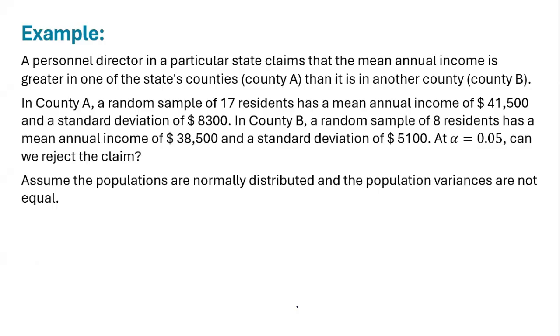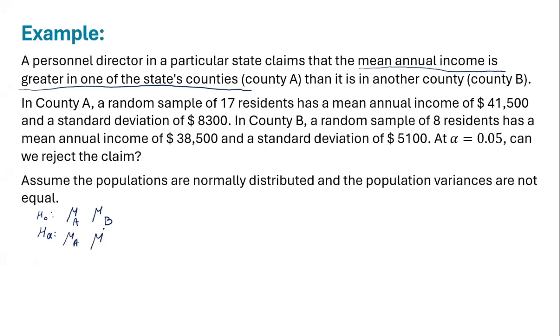Okay. And the last example in this video, it says, a personnel director in a particular state claims that the mean annual income is greater in one of the state's counties, in county A than in county B. Okay, that's a claim. So if you want to write the null and alternative hypothesis based on the claim, you can also mention, instead of mu1 and mu2, you can put mu A and mu B. I mean, mean in county A, mean in county B. Or you can still say mean mu1 and mu2.